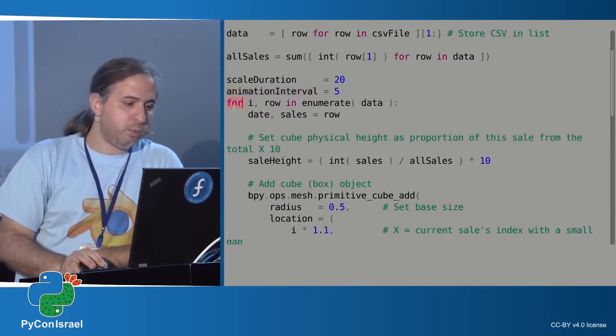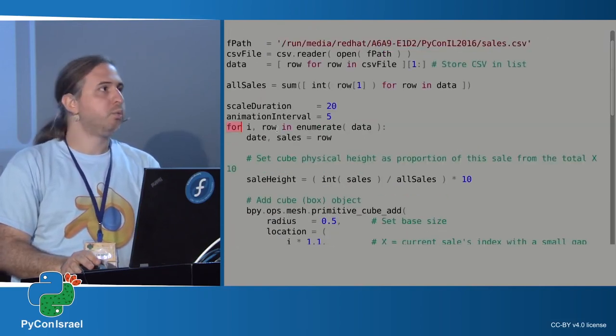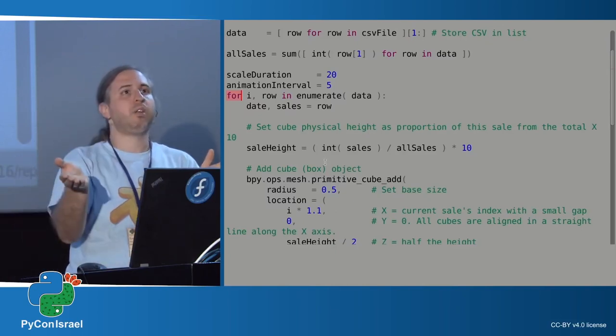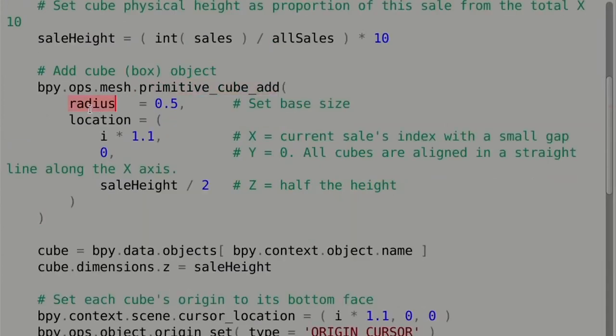Okay, so that's this value. And then we just iterate over each row in this list, which has a date and then an integer sale value. For each one, we have a sale height. The height is the height of the cube that we're going to generate here in a second. So what we're doing here is dividing the current sale by the all sales sum. This is just a simple way to normalize this value so we can have relatively easy to see differences between the different bars. And then you've seen this operation before, where you're generating a new cube for every one of those sales. And its radius, meaning the general initial size, is a half unit in Blender.